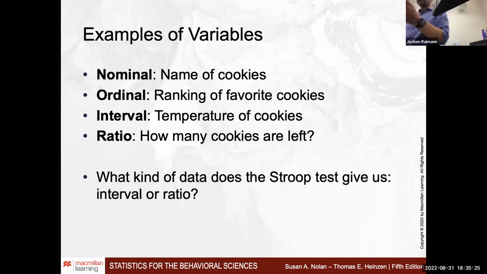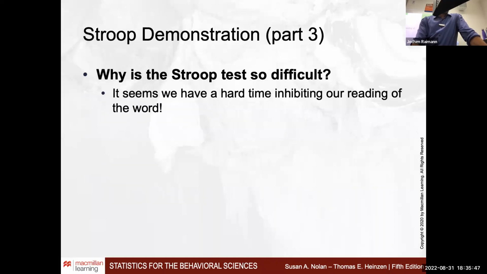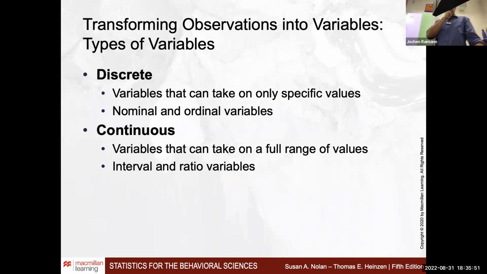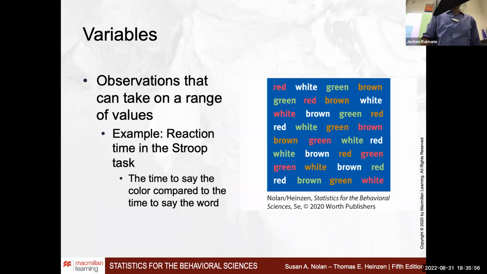You will never be asked to define interval or ratio. It doesn't really change the way you would approach them analytically. And this is why I made the point before. It's a distinction that many textbooks don't make because it doesn't really have much ramification whether it's interval or ratio. So this is just a good example to essentially understand the different variable types.